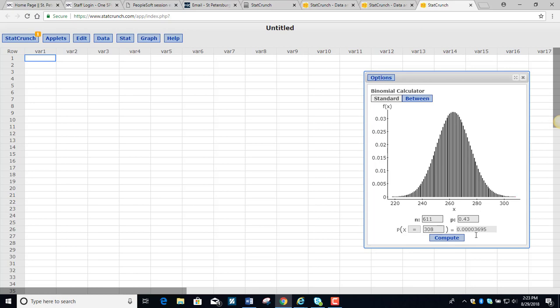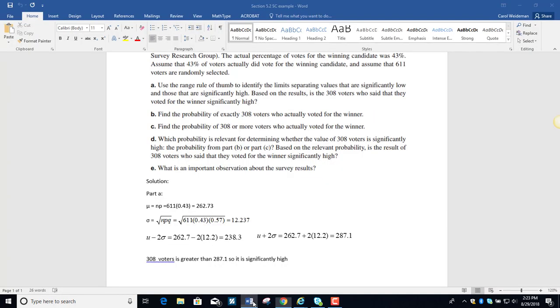And then part C wants us to calculate the probability that 308 or more voters voted for the candidate. So we're going to change our inequality here to greater than or equal to. We're going to push compute. And now we have 0.0001 when we round it off. All right, so let's go back to the problem, and what did it say?